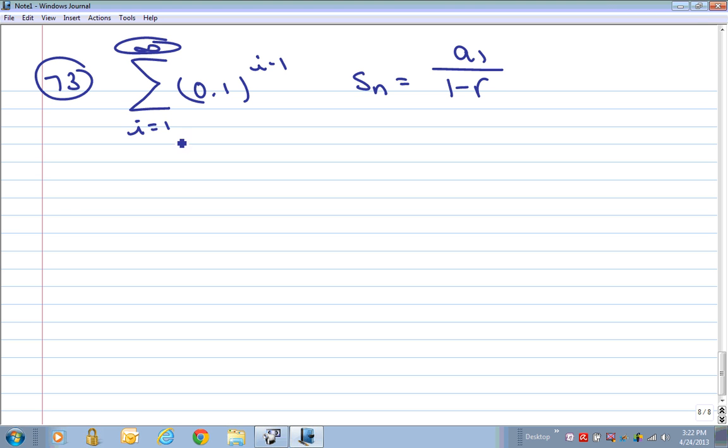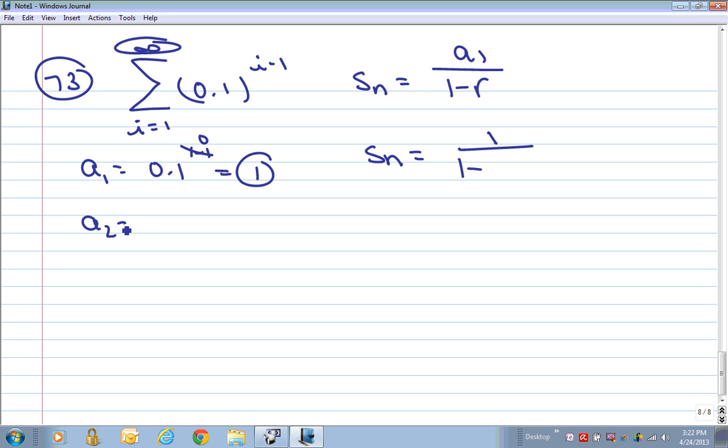To find the first term, we're going to plug in 1 into our I value. So for a sub 1, we're going to find 0.1 raised to the 1 minus 1. 1 minus 1 is 0. Anything to the 0 power is 1. So a sub 1 is 1. So we're going to start plugging in. So we have 1 over 1 minus. All right. Now we need to find the ratio. Well, we have to have 2 terms to find the ratio.